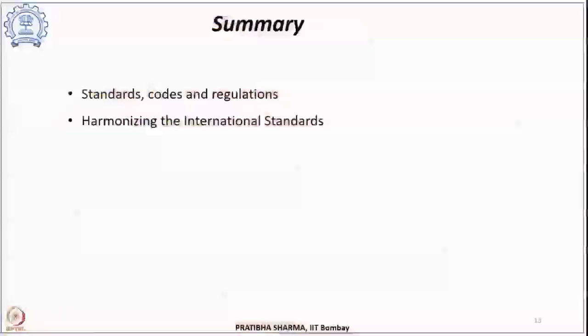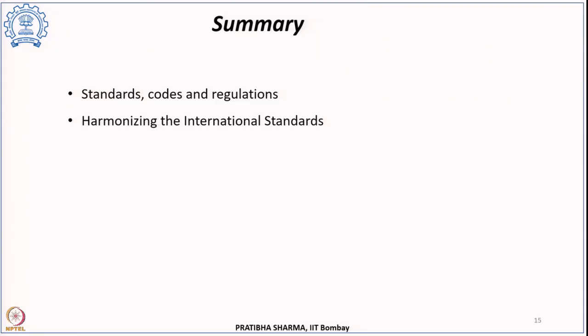To summarize, what we have seen today is an understanding of the terms standards, codes and regulations, and we have seen the bodies, the constitution of the organizations or working committees which come up with the different standards, codes and regulations. We have taken certain examples of the existing codes and standards related to hydrogen safety. The requirement is having uniform international standards, so that when it comes to cross border or international trade of hydrogen, harmonizing these international standards becomes utmost important. Thank you.